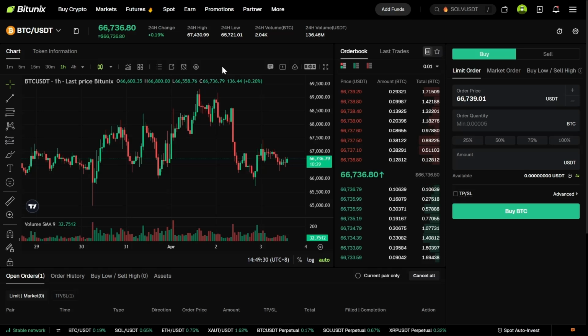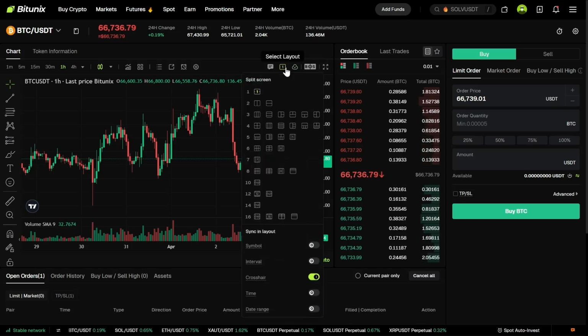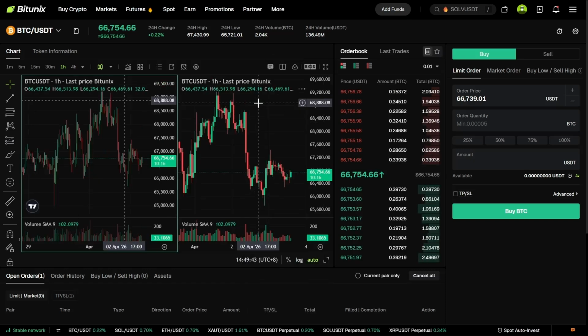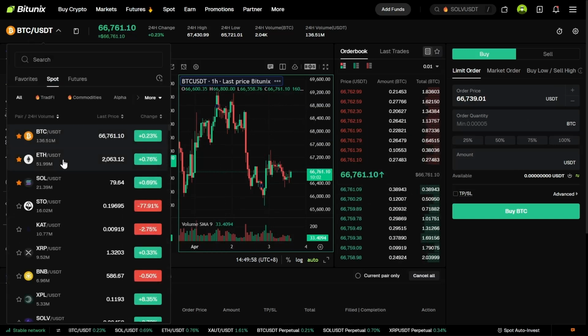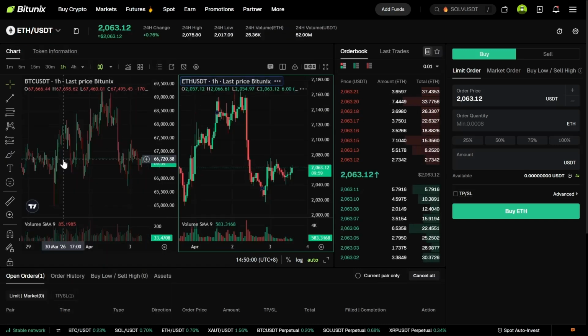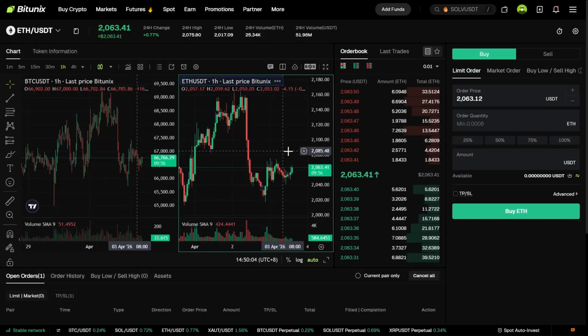A cool feature that Bitunix has is you can trade and look at multiple charts at the same time. So let's say I want to look at ETH and BTC. We can move to split screen. We have BTC on the left. We have BTC on the order book, and we can buy and sell BTC. We can also now change BTC on the right to ETH. We can see now we have two charts. The order book has switched to ETH, and we can buy and sell ETH.